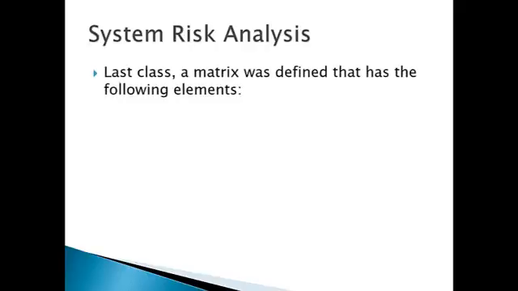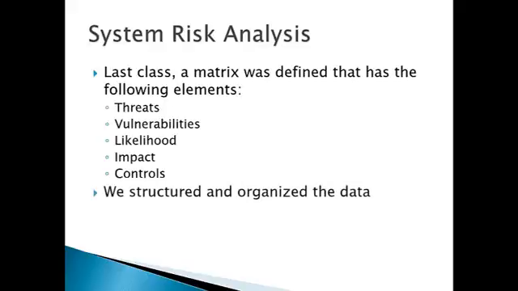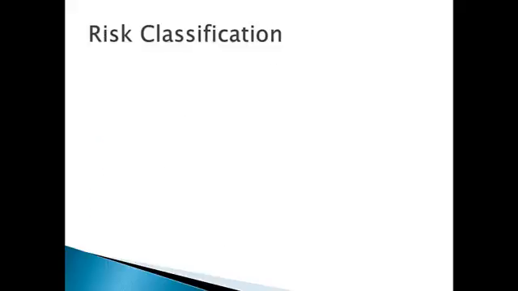In the last class, a matrix was defined that had the following elements: threats, vulnerabilities, likelihood, impact, and existing controls. The idea being as you follow this through, it gives you some idea of the net risk involved in a particular threat and vulnerability. We structured and organized the data to support the standard risk model. Now we need to interpret the data and make it relevant to the organization. This is about how to calculate the final risk score and how to present different views of the data to better understand specific risks.